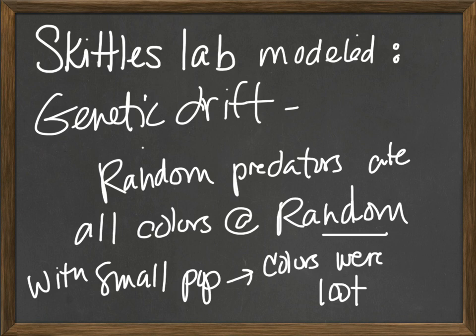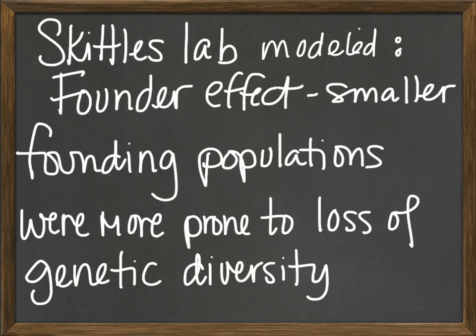In cases where we had random predators and the random predators ate all colors, very often if we have a small founding population, colors get lost pretty fast. We also see founder effect in the Skittles lab. Smaller founding populations were much more prone than larger ones to having a loss of genetic diversity occur, whether they were random predators or rule-based predators.